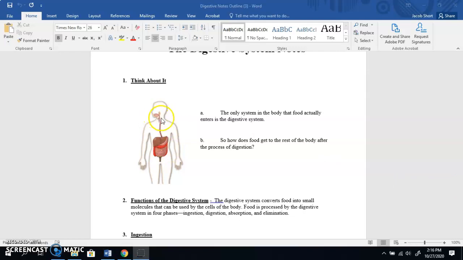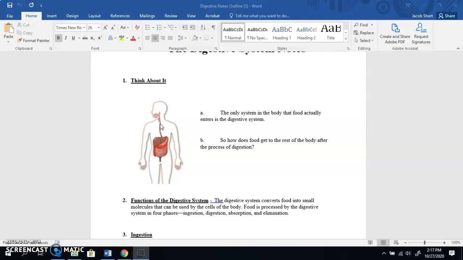Then the food, which is now called chyme, travels to the back of your throat. The back of your throat is called the pharynx. There's a flap of tissue called the epiglottis there that diverts the food down your esophagus into the stomach, and it prevents food from going into your respiratory system, into your lungs.